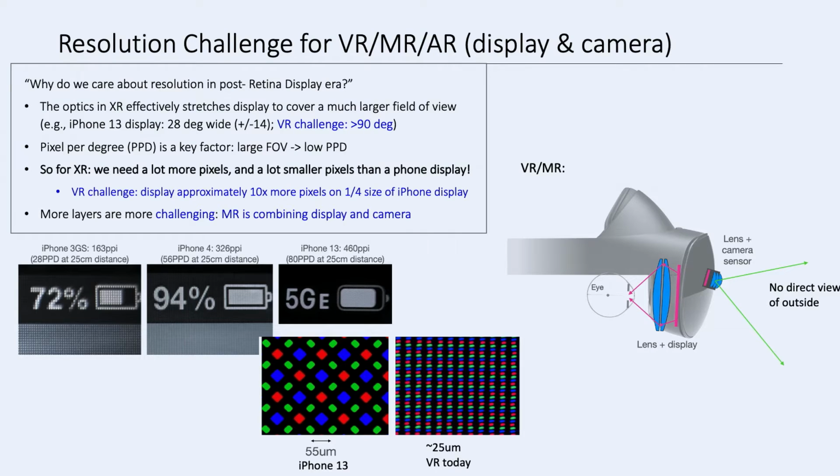And additionally, for MR, if you don't know what MR is, mixed reality. In the AR case, you're seeing the outside directly. But for MR, you have a camera seeing outside, and then you can capture that, and then hopefully with low delay, you can project that into the display and send that to your eye. So more layers means more challenges.